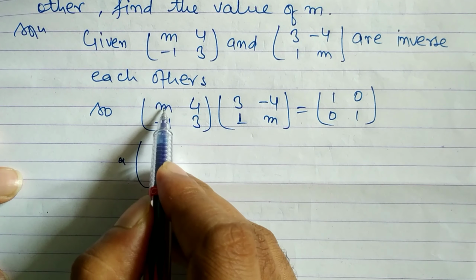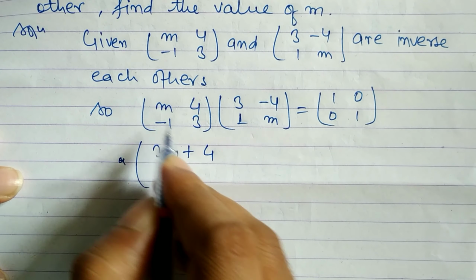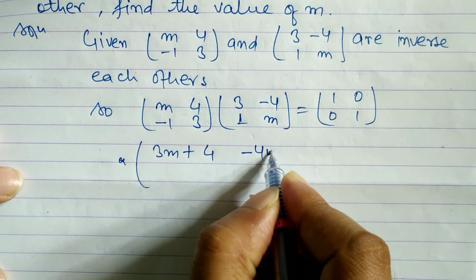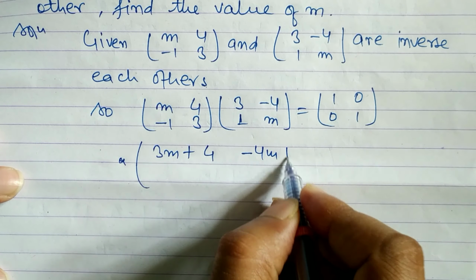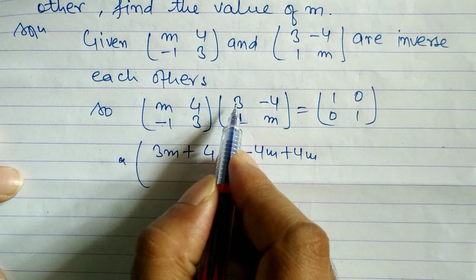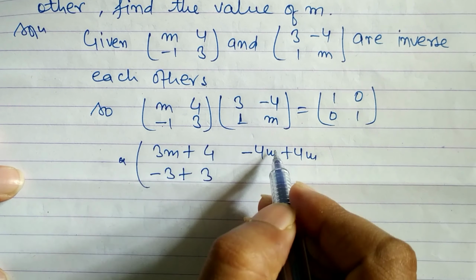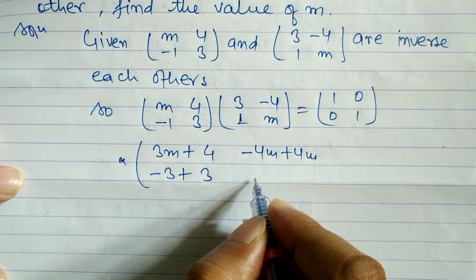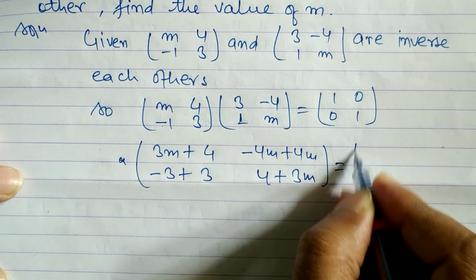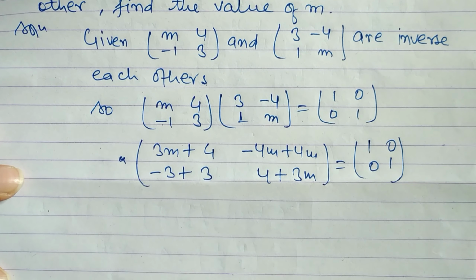First row, first column: m into 3 is 3m, plus 4 into 1 is 4. Again first row, second column: m into minus 4 is minus 4m, 4 into m is 4m. Similarly second row, first column: minus 1 into 3 is minus 3, plus 3 into 1 is 3. Second row, second column: minus 1 into minus 4 is 4, plus 3 into m is 3m, equal to [1, 0; 0, 1]. Okay, up to here.